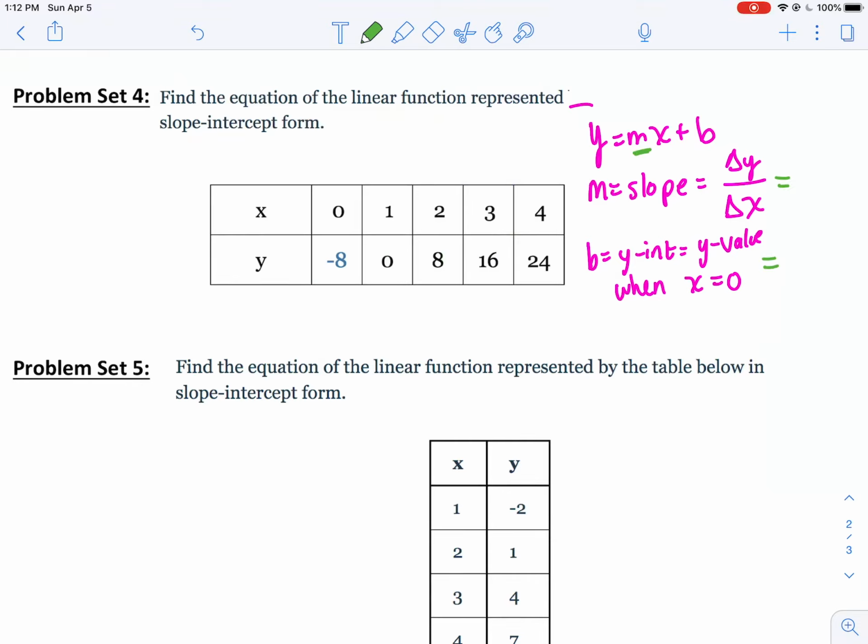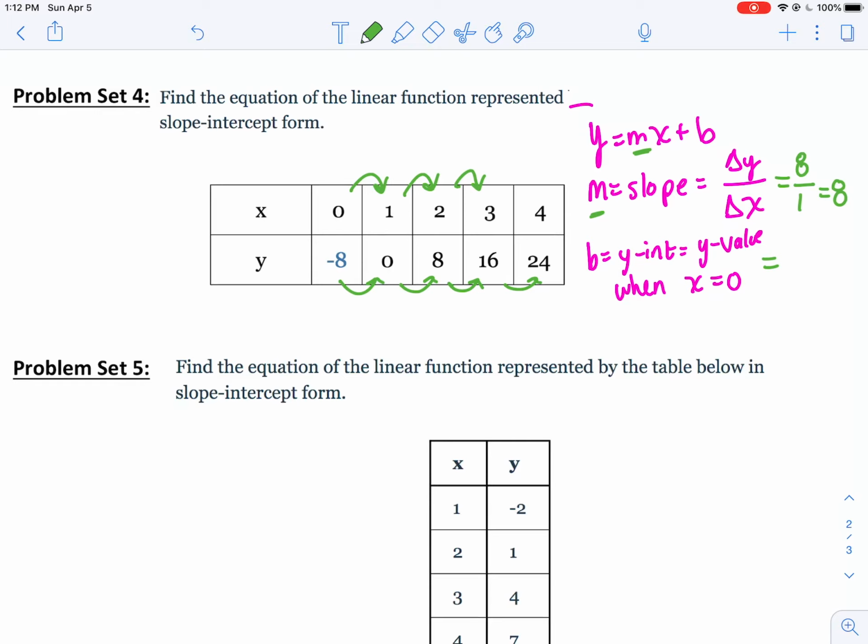So let's first look at m, okay? Triangle y is the pattern to go from one y to the next. So how do you go from one y to the next? You add a positive 8. Triangle x is how do you go from one x to the next? And triangle x would be 1. So your slope is 8. Okay.